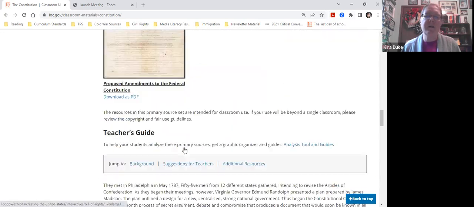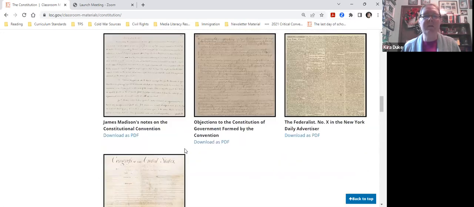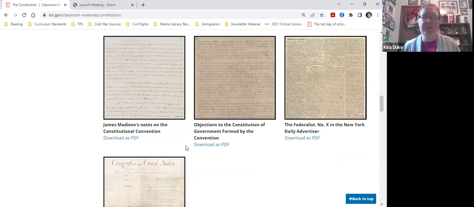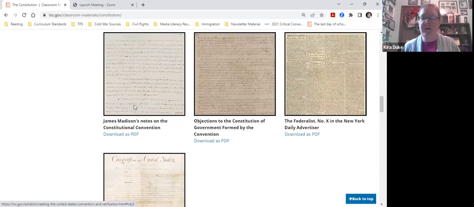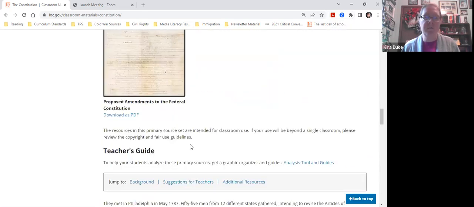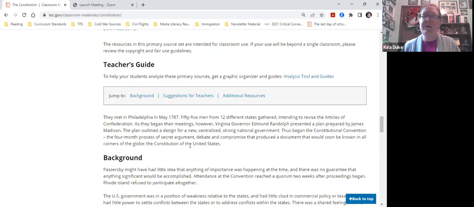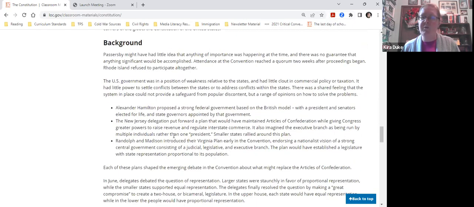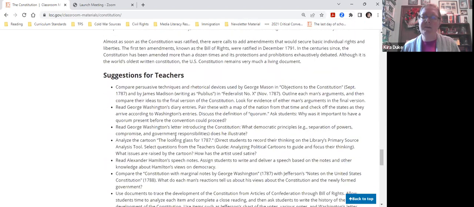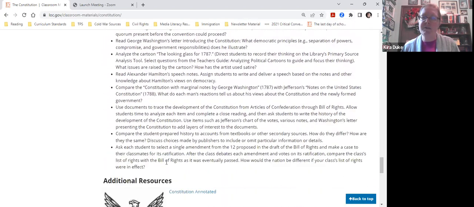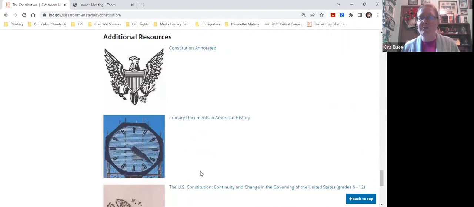You have that. I will say, and I was a little disappointed when I was looking through this earlier just to review, that some of the handwritten things they don't have transcriptions for. So I don't know why that is, because definitely transcriptions would be helpful. There is also, of course, a teacher's guide, going to be great background information, suggestions for how you might use some things here, and then additional resources.